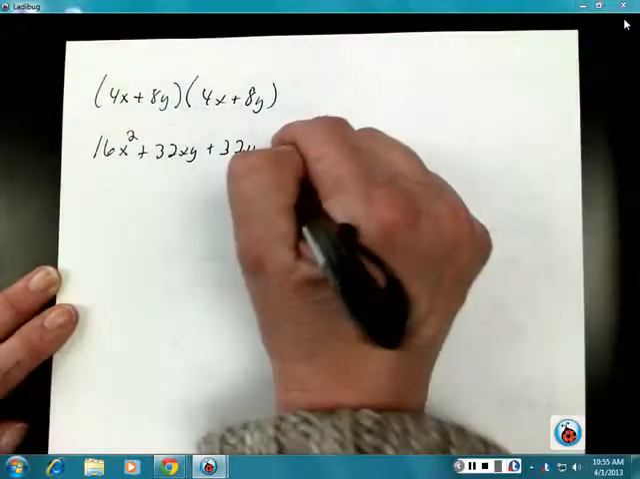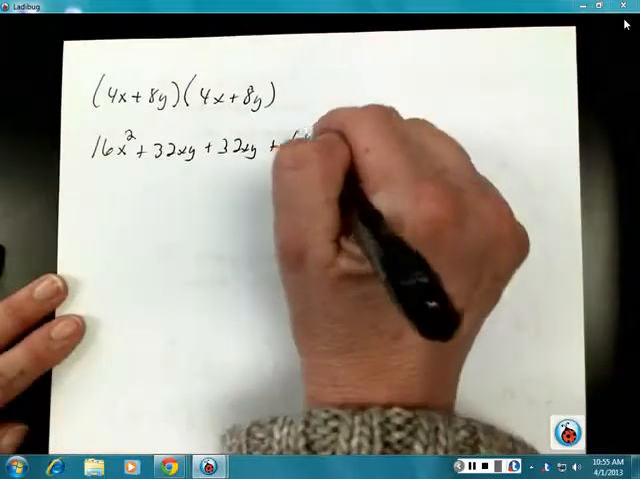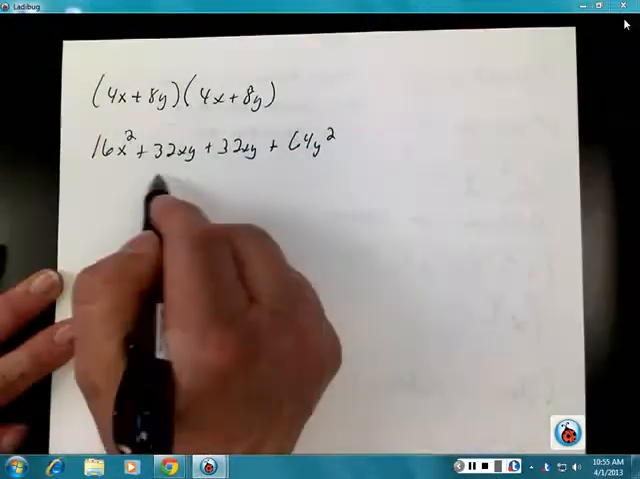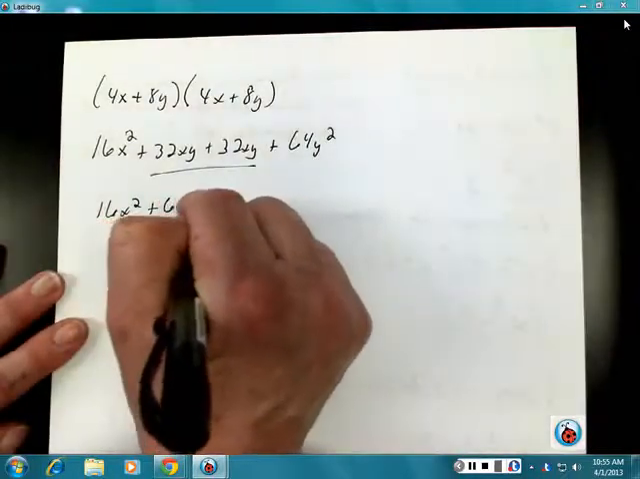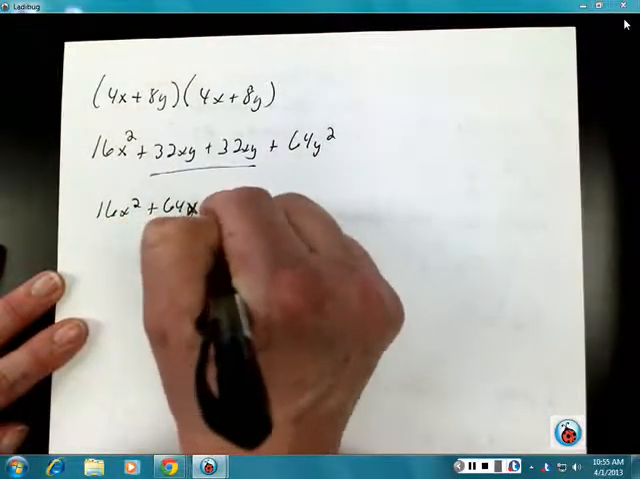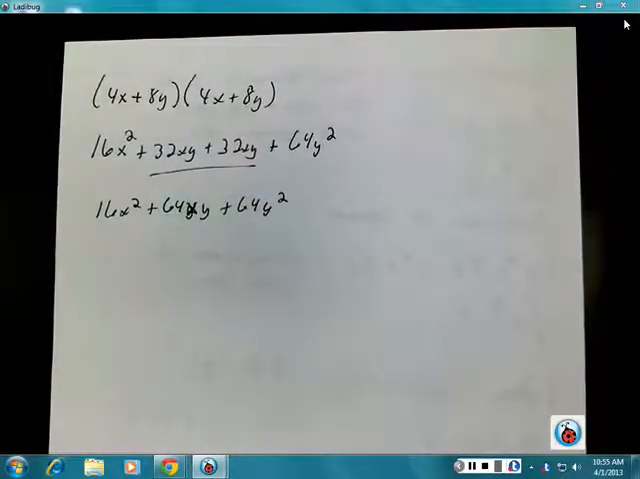And then finally, okay, where are we? Yeah, 8 times 8 is 64y squared. Perfect. But then these two got to get put together. So 16x squared plus 64xy plus 64y squared. And that would be my values that I'd have for that.